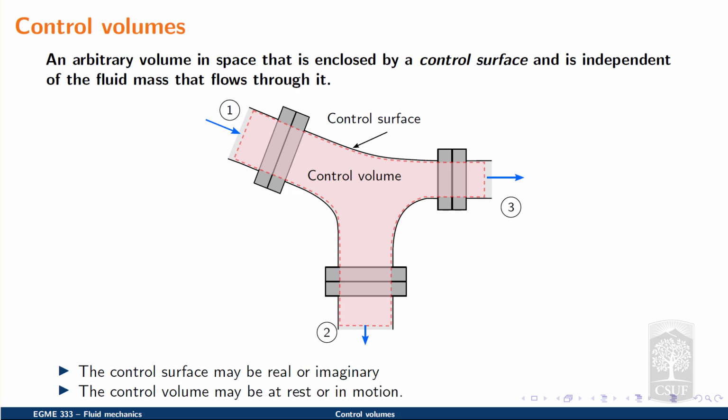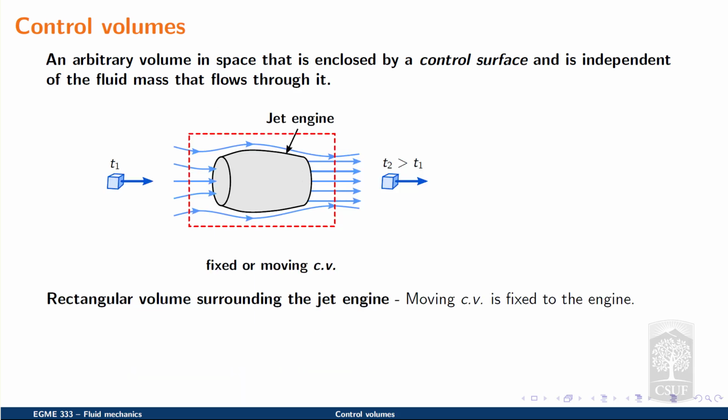It's important to note that a control volume can be fixed in space as it is in this example. However, a control volume could also be moving in space. For example, if I define a control volume that is fixed to a jet engine, this control volume may be fixed in space or moving depending on whether the jet engine itself is either fixed in space or moving as well.